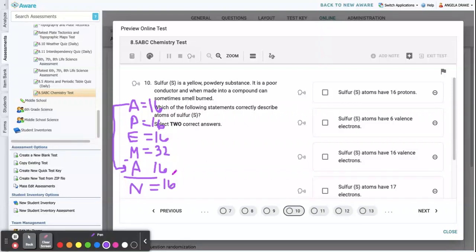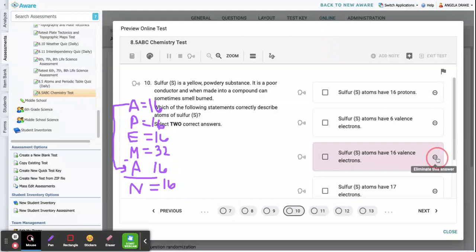Again, you have a calculator up here if you need it. So let's look at our answer choices. Sulfur atoms have 16 protons. Well, that's true. Sulfur atoms have 6 valence electrons. Well, sulfur is in group 16, so it would have 6 valence electrons. Sulfur has 16 valence electrons? No. Sulfur atoms have 17 electrons? No. So these are my 2 correct answers.